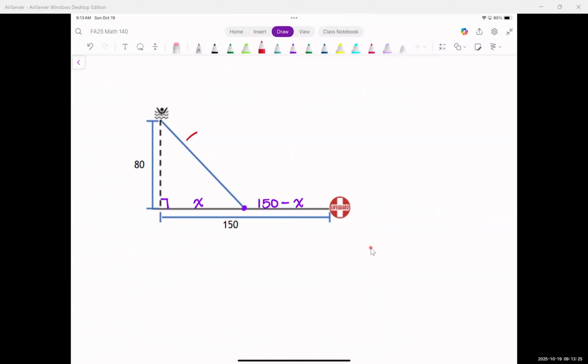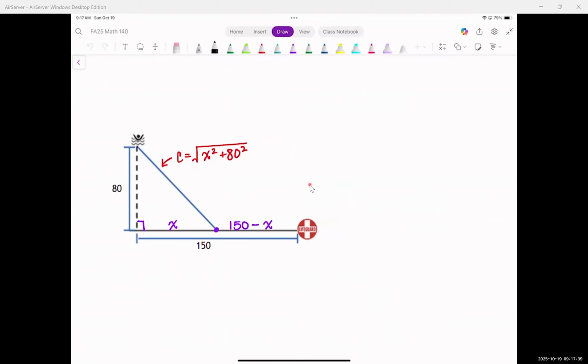With that, we can also see that the distance that Martin is going to swim is the hypotenuse of that right triangle. And so we can label that distance as the square root of x squared plus 80 squared. That's just using the Pythagorean theorem. So these expressions represent distances in this problem, but what we want to minimize here is time. So we need to have a relationship between distance and time.